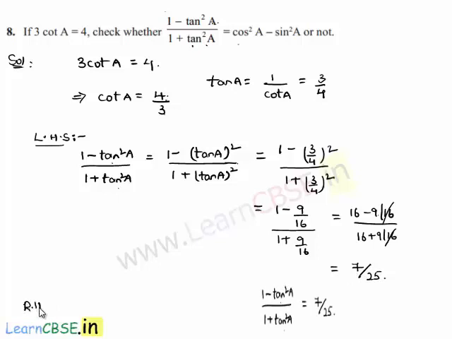Let us also find the value of RHS, that is nothing but cos square A minus sin square A. In order to find the value of cos square A minus sin square A, let us initially find the value of sin A and cos A from the given relation that tan A is equal to 3 by 4.